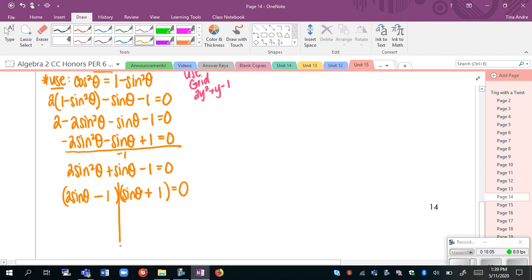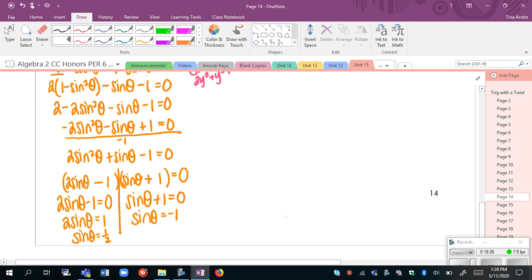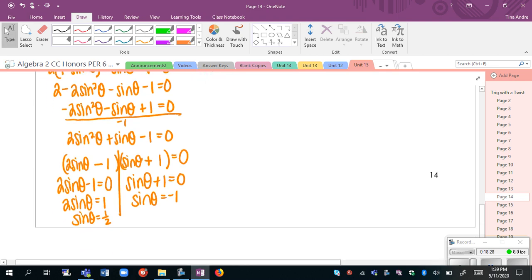So then now I can split it. So 2 sine of theta minus 1 equals 0. Sine of theta plus 1 equals 0. So 2 sine of theta equals 1. Sine of theta equals -1. This is going to be sine of theta equals 1/2. So I've isolated my first degree trig functions. So now I'm going to solve them like normal.